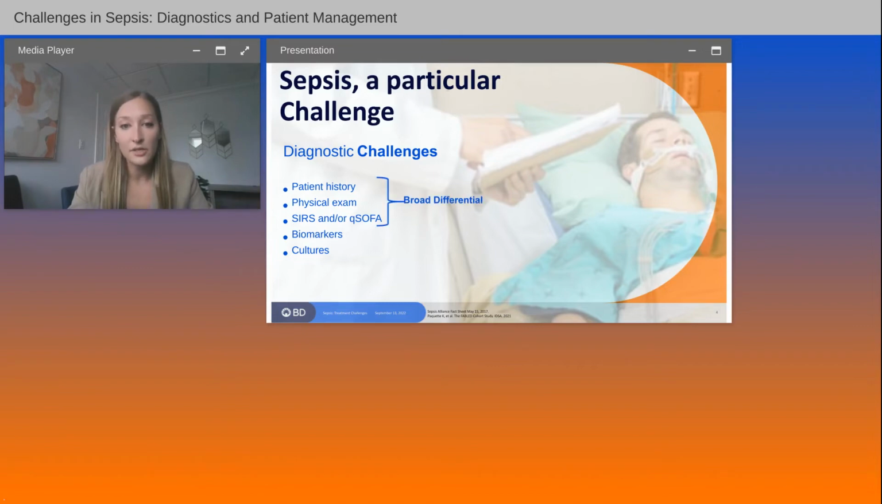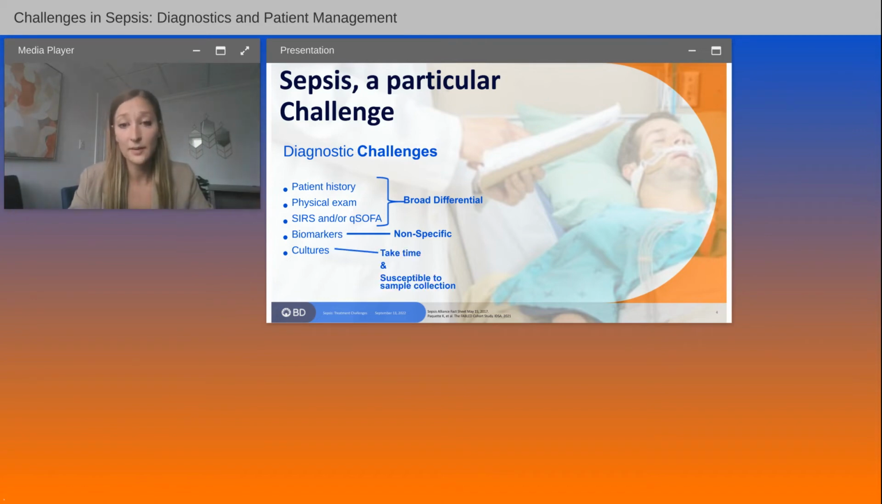The first three here, the patient history, physical exam, and calculation of our SIRS or qSOFA scores, still leave us with quite a broad differential, so they lack some specificity. That's also true with our biomarker tests. More and more diagnostic companies are combining biomarkers in different ways to see if we can increase the specificity of the confidence they can give us that this patient is truly septic and declining from a causative infection.